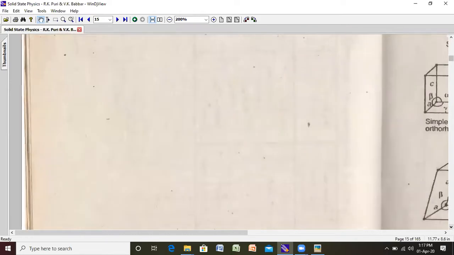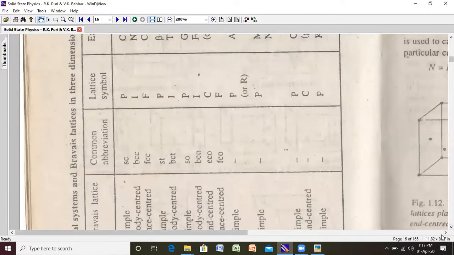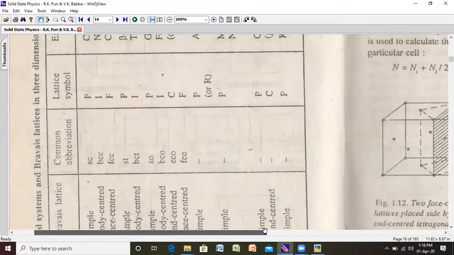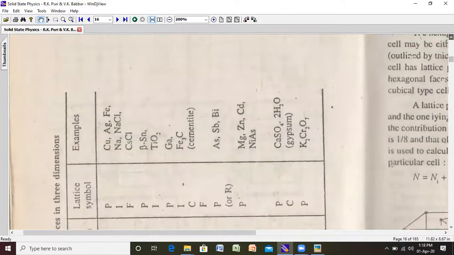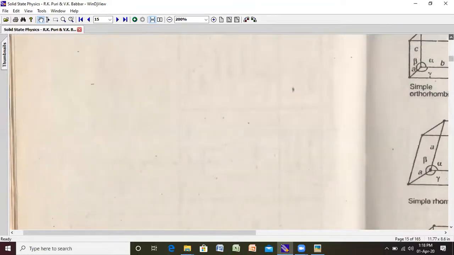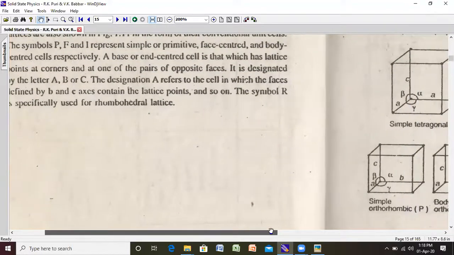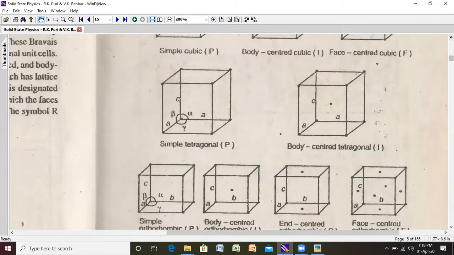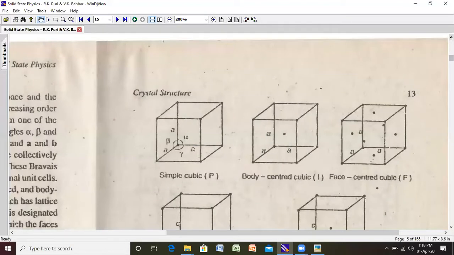For example, if I show you from the picture, let me check where it is. Okay, right. For example, the cubic system. The cubic system has 3 further categories: simple cubic, face centered, and body centered. I will try to show you the difference between simple cubic, body centered cubic, and face centered cubic.